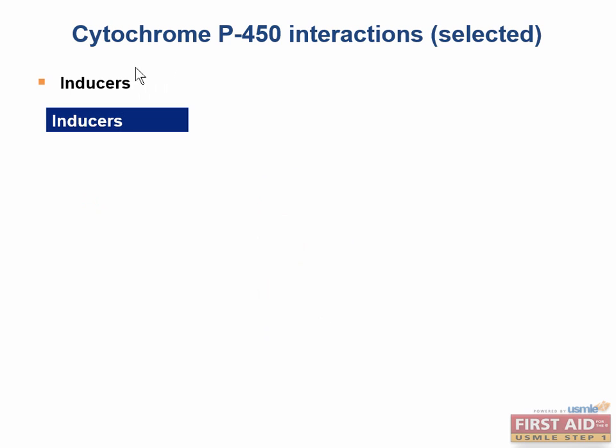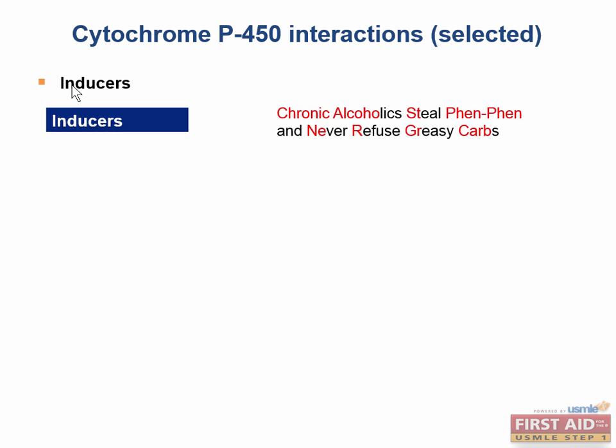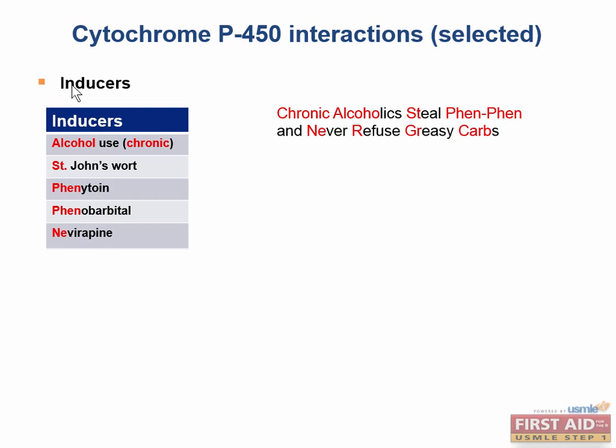So let's go ahead and start off with our inducers. Now, what are the P450 inducers? Well, remember, those are the drugs that ramp up the system, which increases the liver metabolism of certain drugs. These can be remembered with the mnemonic chronic alcoholics steal fen-phen and never refuse greasy carbs. And this stands for our chronic alcohol use, St. John's wort, phenytoin, phenobarbital, nevirapine, rifampin, griseofulvin, and carbamazepine.